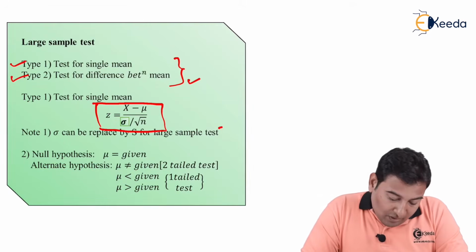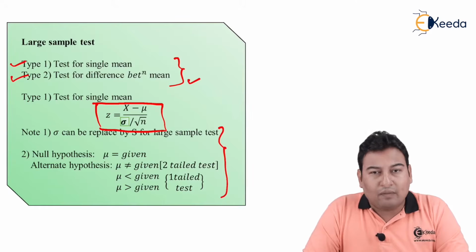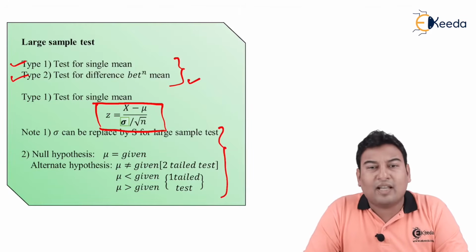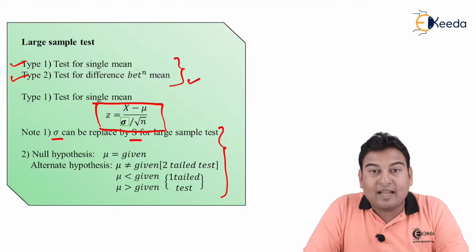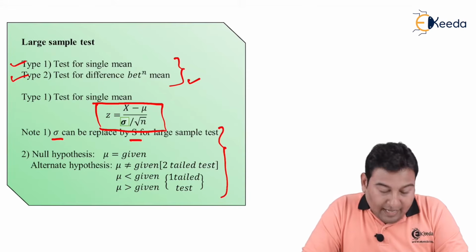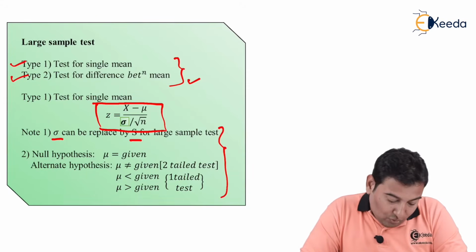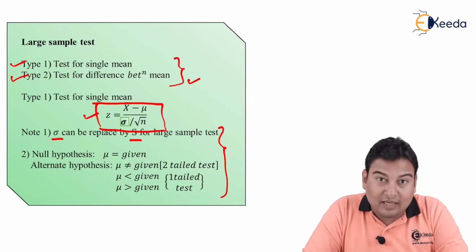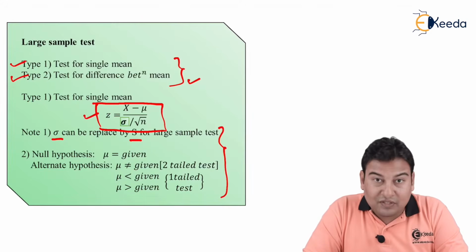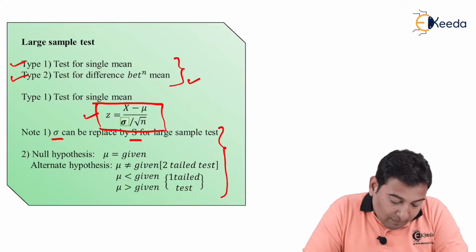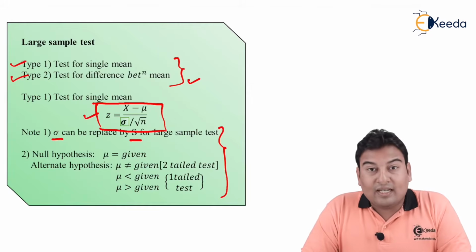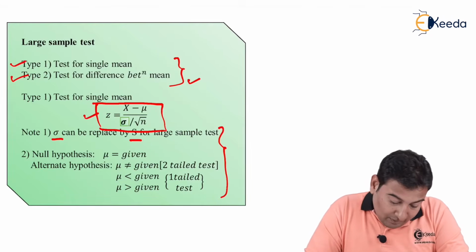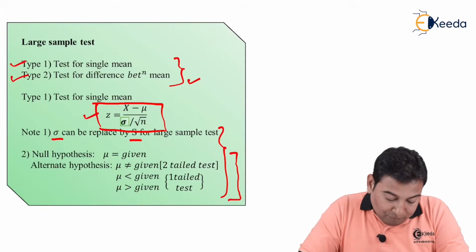So friends, you need to remember these two notes. These notes are very important and are applicable for this particular type only. The first note is that sigma can be replaced by S. Sigma, as we know, is the standard deviation of the population and S is the standard deviation of the sample. So you can interchange them in this formula of Z. If you use S instead of sigma, the formula becomes x bar minus mu upon S by root n.